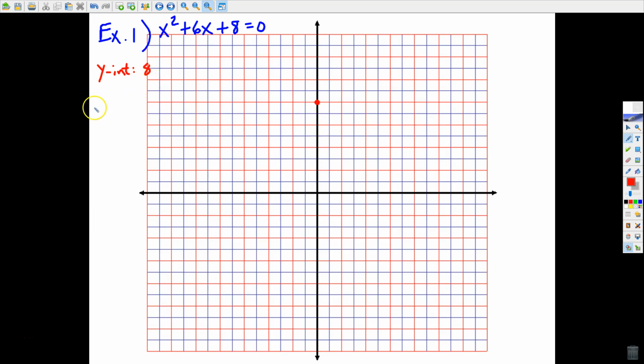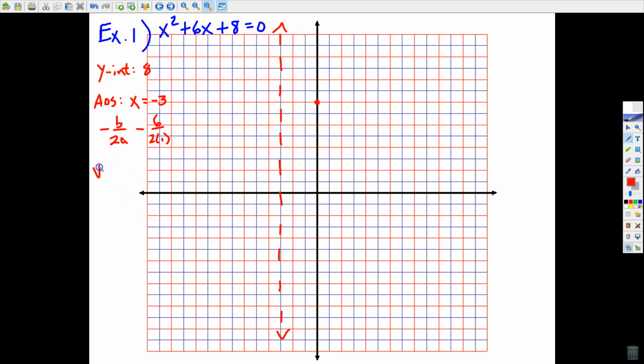Let's identify where we have symmetry. What is the equation for the axis of symmetry? To find that, we do the opposite of b over 2a. So in this case, that's going to be the opposite of 6 over 2 times 1. Hopefully you can see that that's negative 3, 6 over 2, and what is the opposite of that? So the AOS line is x equals negative 3. I'm just going to draw a dotted line to indicate the AOS.